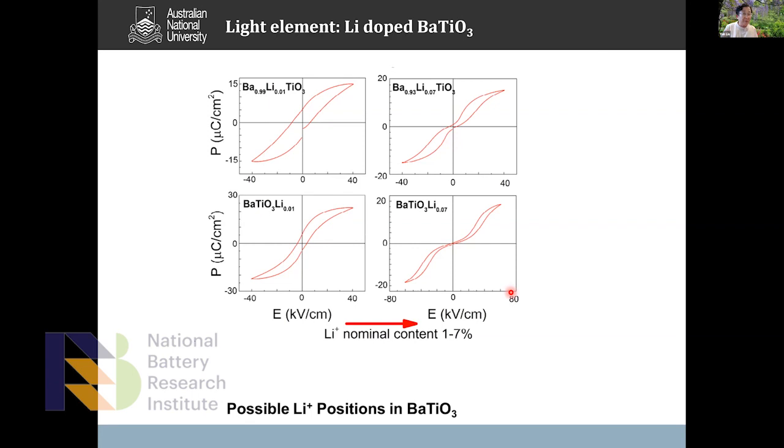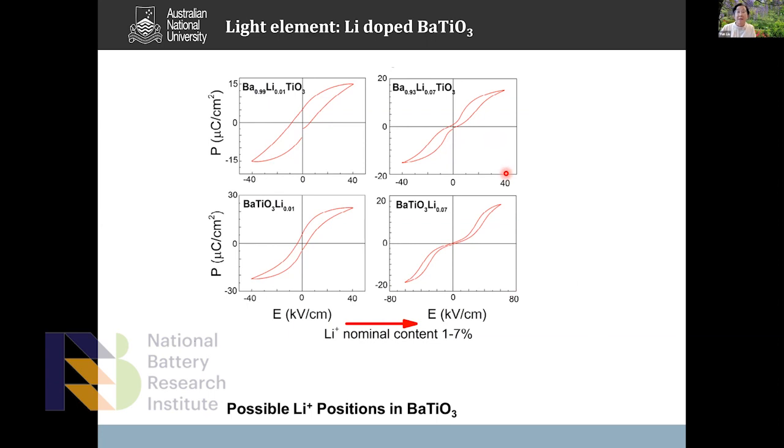But remember, you dope anything in your materials, they will change the property, right? Because you've got something additional. But where they are and how they affect the property, that's very critical from a materials chemistry point of view. That's why we found that all these materials, none of them has a pure phase. The property changes, but that mainly came from the multi-phase.